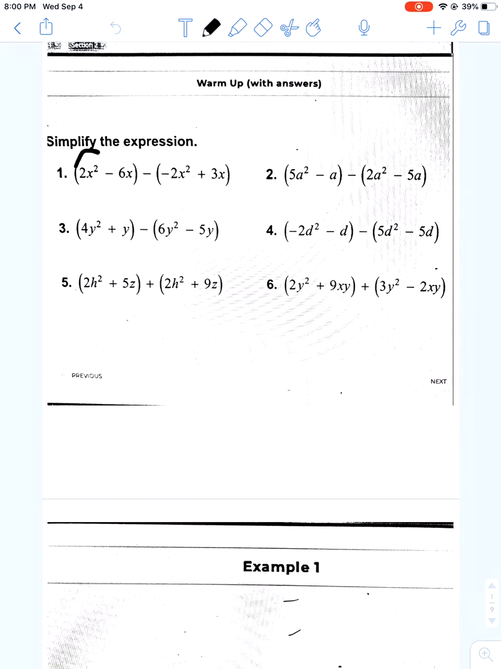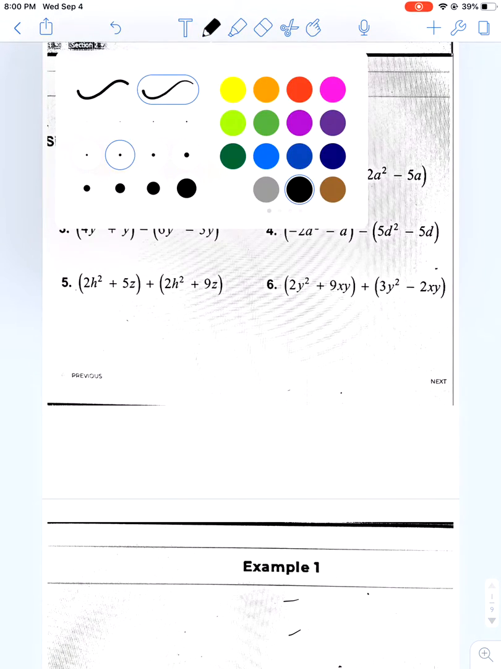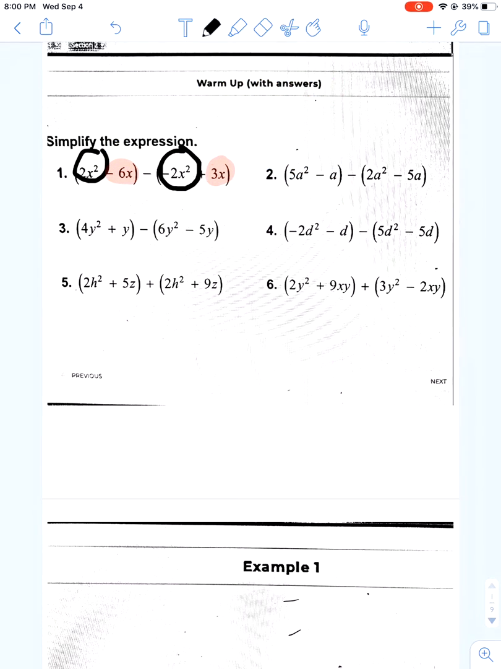Well, x to the second is a like term with this x to the second because they're both x to the seconds. Same thing with 3x and negative 6x. They are both x's. So when we're talking about like terms, what we're looking to do is find things that are exactly the same, that are exactly alike. So same thing here. I've got 4x to the second and 6x to the second. Those are like terms. And also y and 5y are like terms.